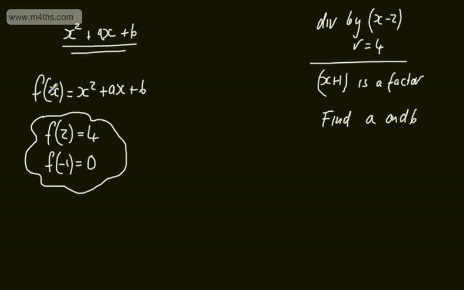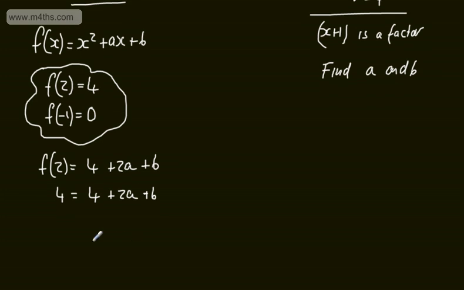So let's do f of 2. Well, f of 2 is going to be 2 squared, which is 4, then plus 2a plus b, and that is going to be equal to 4. So 4 is equal to 4 plus 2a plus b. We can see from here that the 4's are going to cancel. We could say that b is equal to minus 2a if we liked, and we'll call this equation 1.